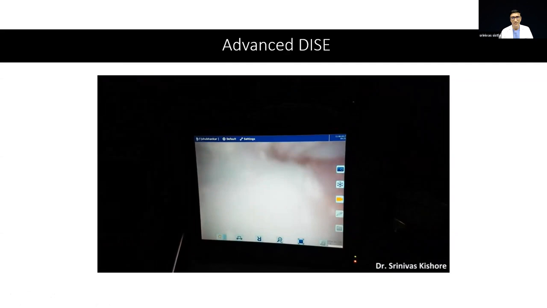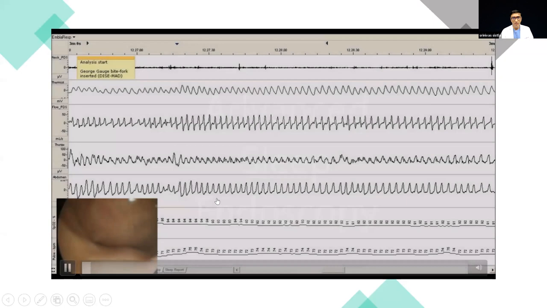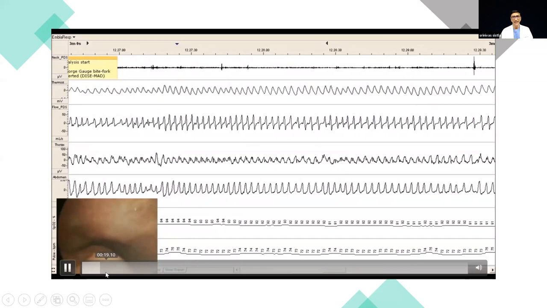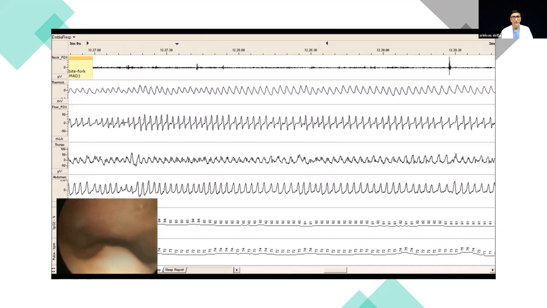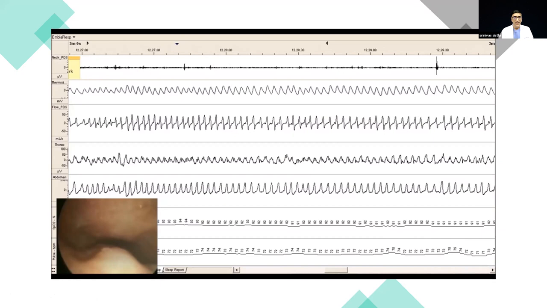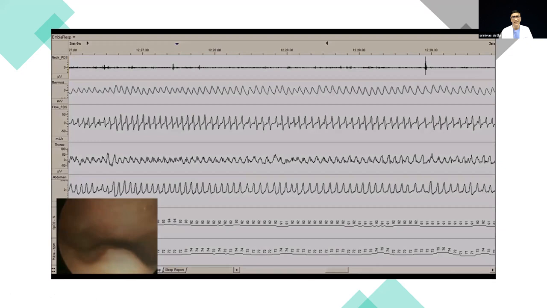So how does it look when you give the final data? You integrate the polysomnography data with the sleep endoscopy data so that you have an understanding of exactly what is happening physiologically and anatomically in the same side of video. It's easier for us to understand the disease. It's easier for the patient to understand. And just to put the right foot forward, this is an improvement in our armamentarium in the management.